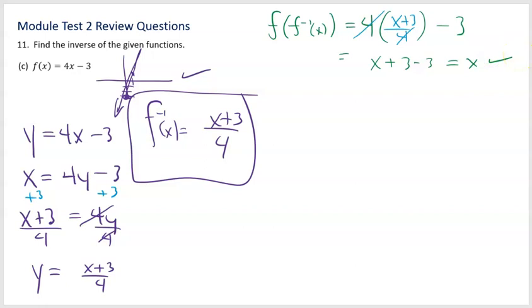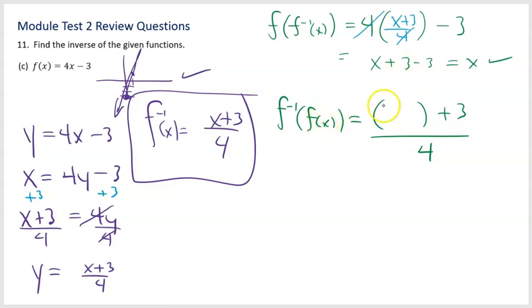Now let's check it the other way. Let's check f inverse composite f of x, which means I write down my inverse function, because it's on the outside, parentheses plus 3 over 4. What goes inside is my inside function, which is my original function f of x, 4x minus 3. And then I just do the math to simplify it. In this numerator, this minus 3 and this plus 3 cancel, and I get 4x over 4. And then my 4's cancel, and I get x. So it checked out just fine, which means that is my inverse.